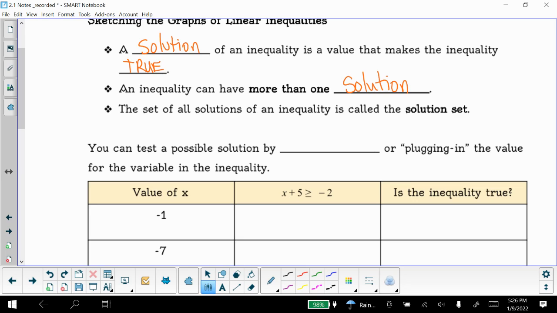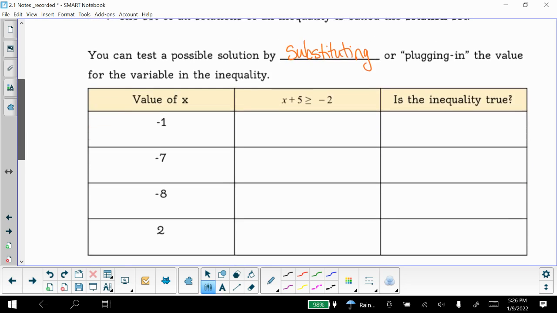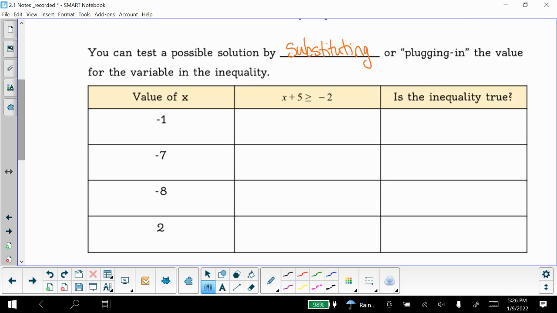So we can test our possible solutions if we're given some options. We can test those possible solutions by substituting or plugging in that variable into the inequality and solving to make sure it actually makes a true or a false statement. So in this table, I'm going to show you how we can practice doing that, and then we're going to cut it there for the day, and then you'll be done with your notes for today.